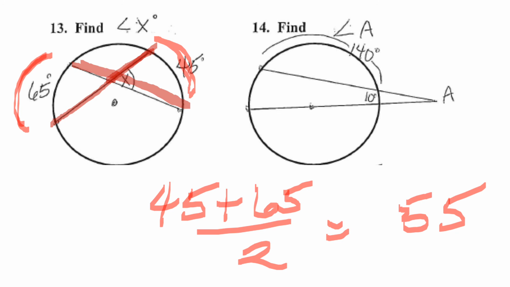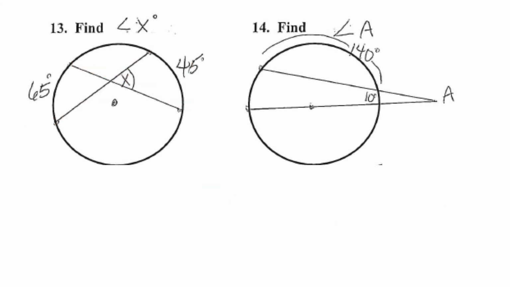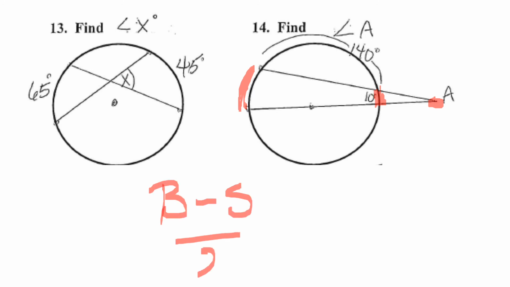Okay, interior angles. They're not at the center, they're not on the edge. All right, number 14, this is obviously, angle A is an exterior angle, it's on the outside. So you need the two arcs that are inside of this angle. I got a 10, but I don't know this big one out here. The formula is the big one minus the small one divided by 2 to get your angle. So I got to figure out what this big one's going to be.